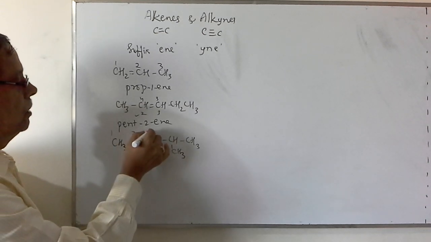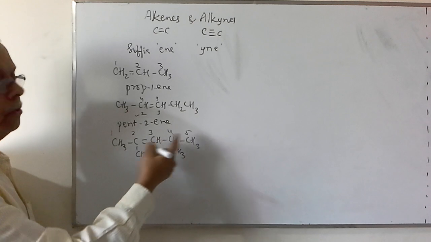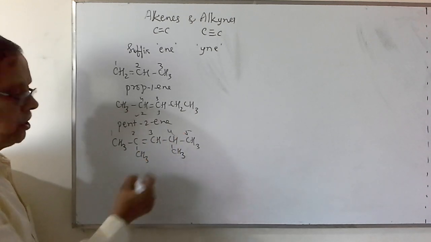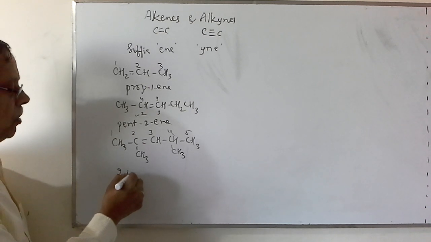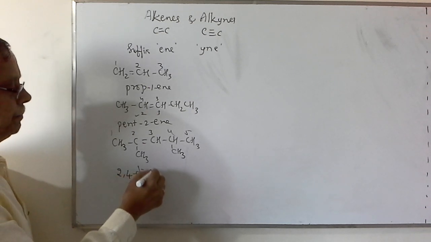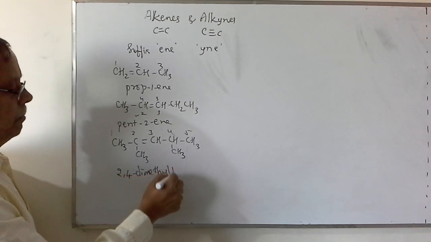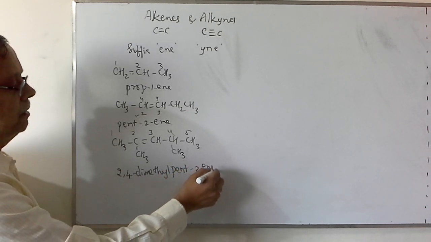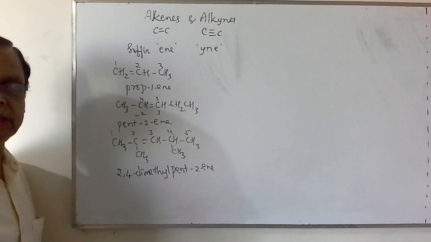So this is 1, 2, 3, 4, 5. There are 2 methyl groups at the second and fourth positions. Therefore, it is 2,4-dimethyl pent. The position of the double bond is between 2 and 3. Therefore, it is pent-2-ene.